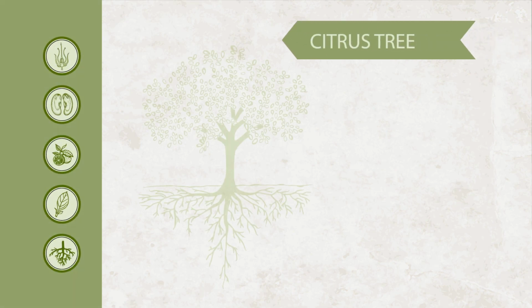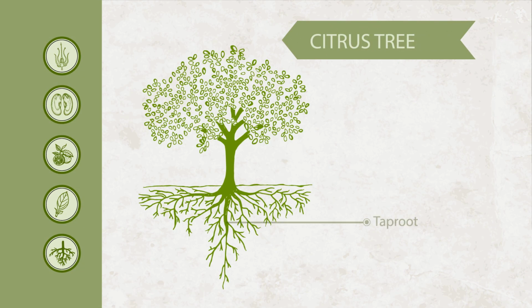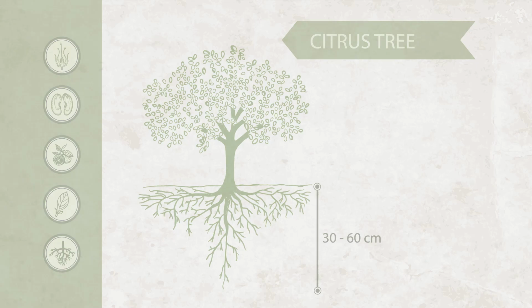The citrus tree has a taproot system, with a large taproot and a number of lateral roots, or side roots. The root system is relatively shallow, growing only to a depth of between 30 and 60 centimeters. The lateral roots make up most of the root system.